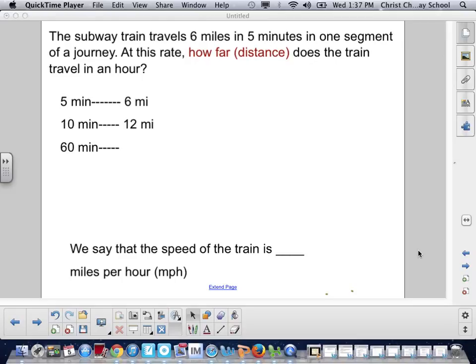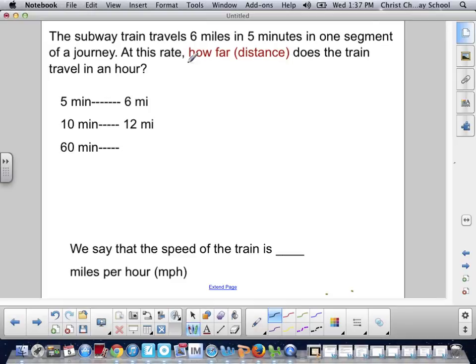Okay, so let's take a look at what exactly they're asking us to figure out. They would like us to figure out how far. And how far I've put in red, how far is distance? And if we think about our formula, distance equals speed times time. So they want us to figure out the distance the train travels in 1 hour.